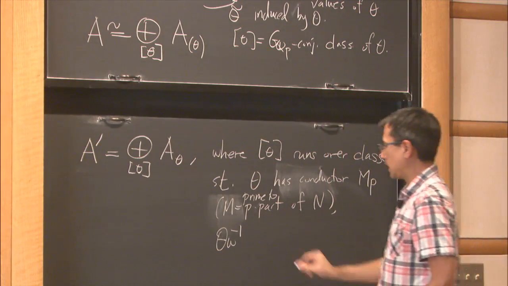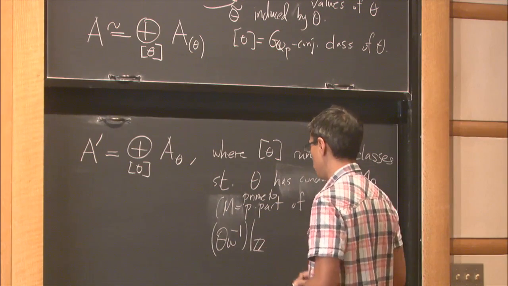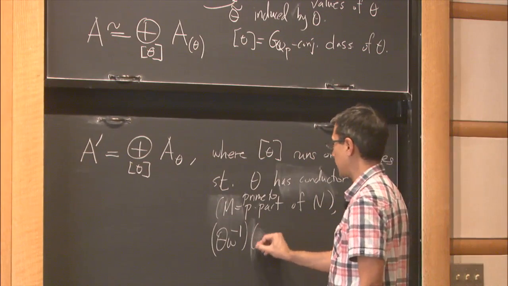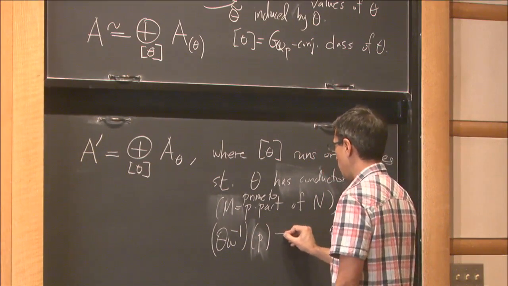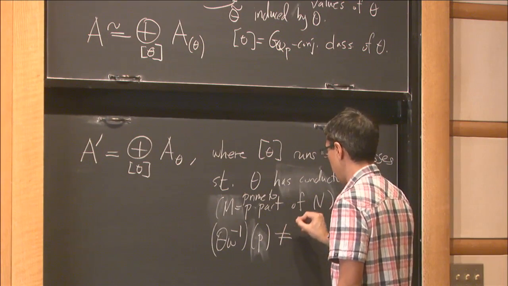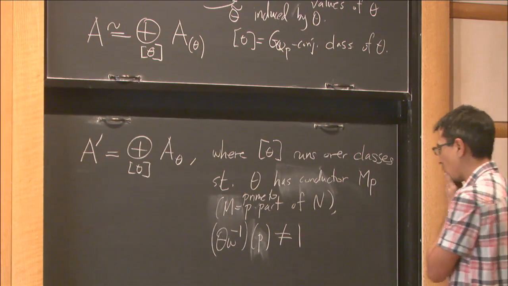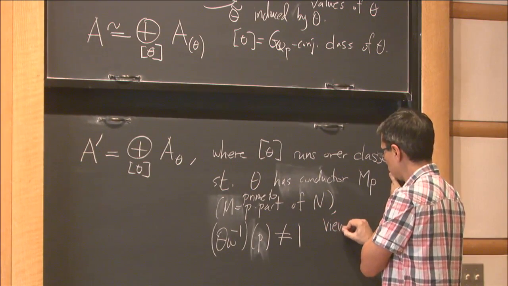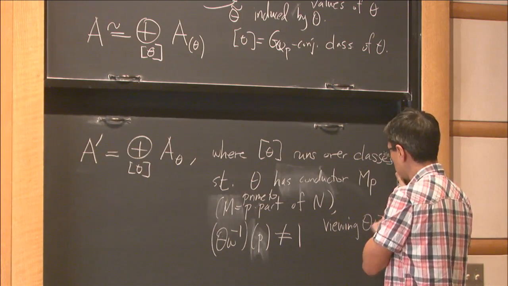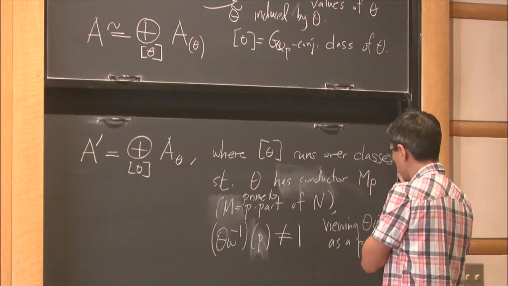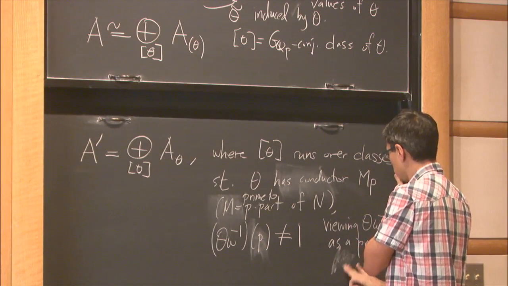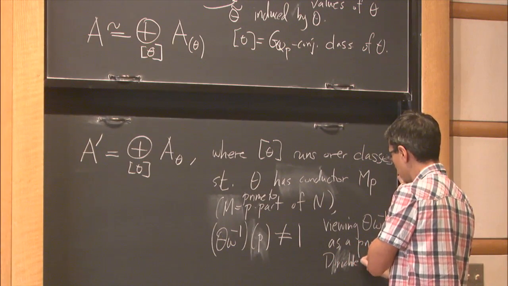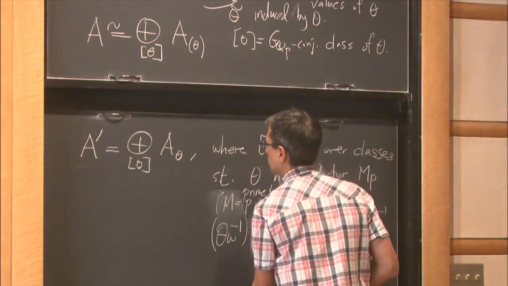Theta omega inverse restricted to, well, OK, so let me think of this theta omega inverse as being a primitive Dirichlet character, and I could apply it to p. And then I want it not to be 1. So it could be 0, but I don't want it to be 1, viewing it as a primitive Dirichlet character. So we can extend it to p.